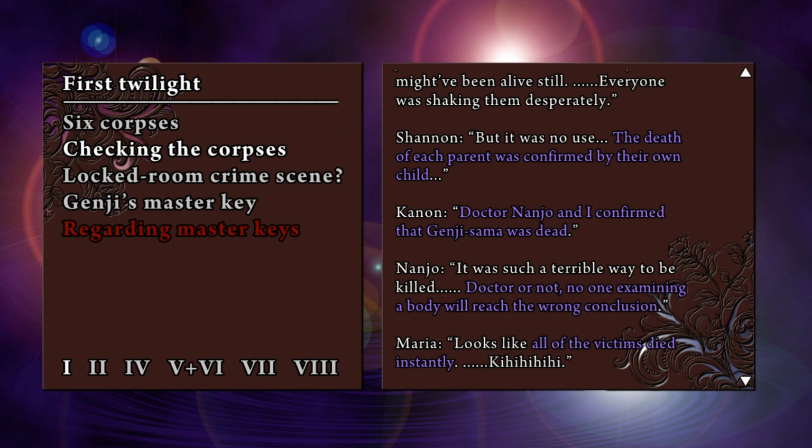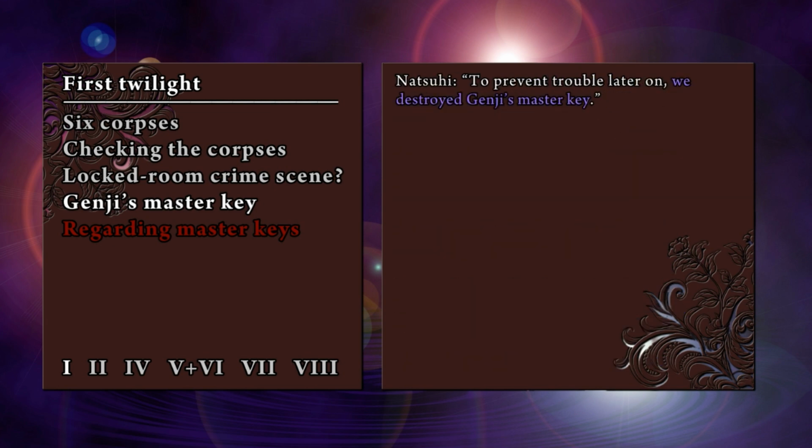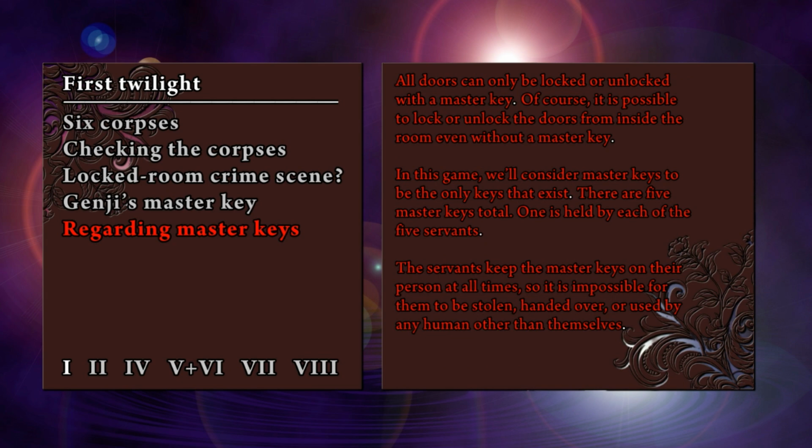Canon, Nanjo, Maria. After inspecting the interior of the dining hall, we determined that all the doors and locks have been locked, making it a locked room. Clear that no one is hiding. I'm gonna write this stuff down a little bit later. Destroyed Genji's master key. I guess that's the truth.